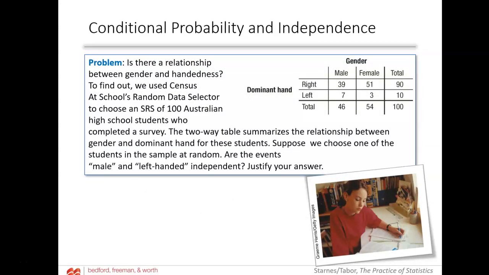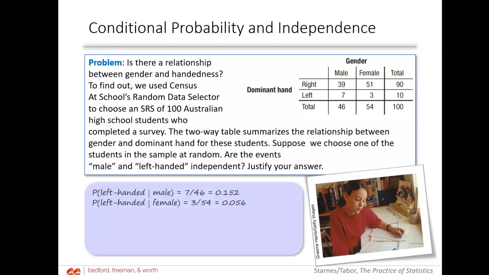So is there a relationship between gender and handedness? To find out, we use Census at School's random data selector to choose an SRS of 100 Australian high school students who completed a survey. The two-way table summarizes the relationship between gender and the dominant hand. Suppose we choose one student in the sample at random. Are the events male and left-handed independent? Justify your answer. So what we have to do first is calculate some sort of conditional probability that has to do with male and left-handed.